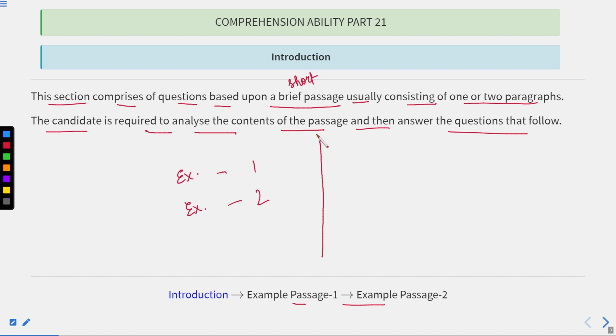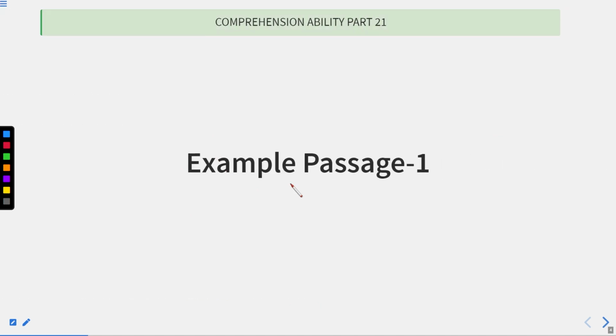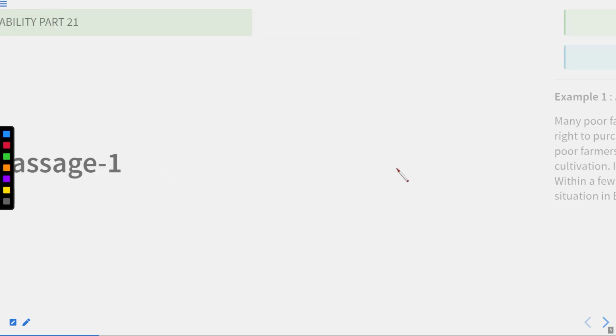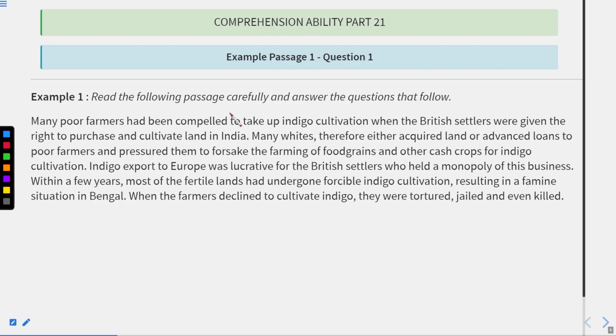So let us move to passage number 1, that is example passage number 1. Very simple paragraph. First of all, we'll read the entire passage. Read the following passage carefully and answer the questions that follow. Many poor farmers had been compelled, means forced, to take up indigo cultivation.